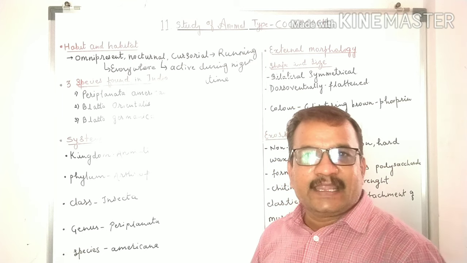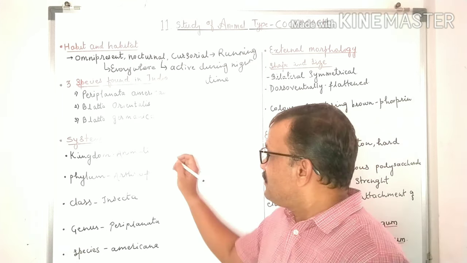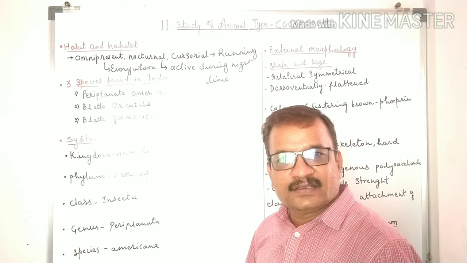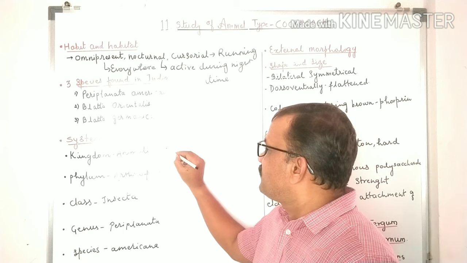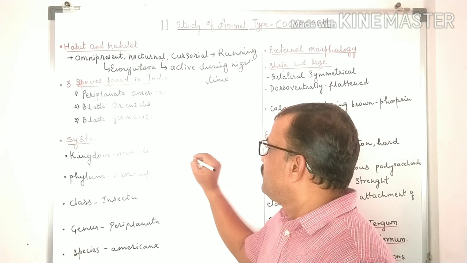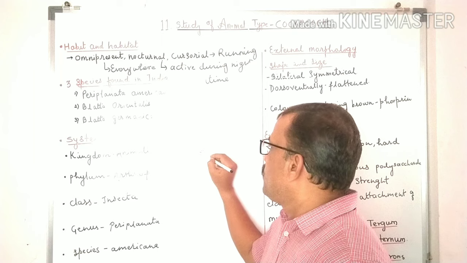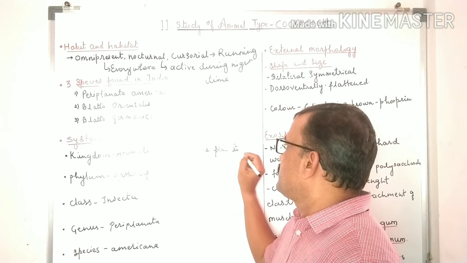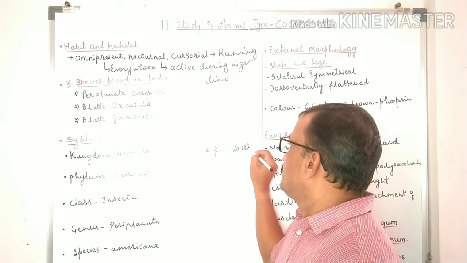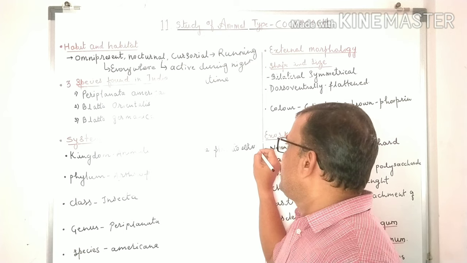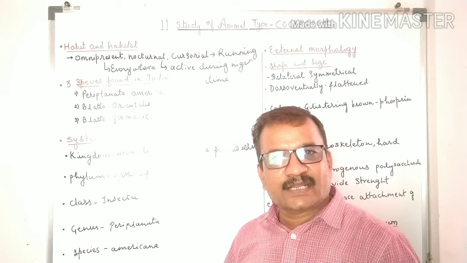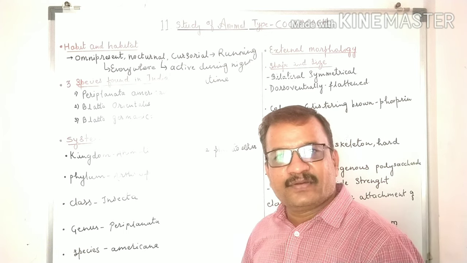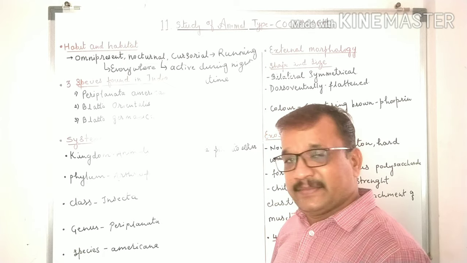So the main characteristic of animals is what? They can move from one place to another. So cockroach can move from one place to another. So this is the main characteristic feature of kingdom Animalia.